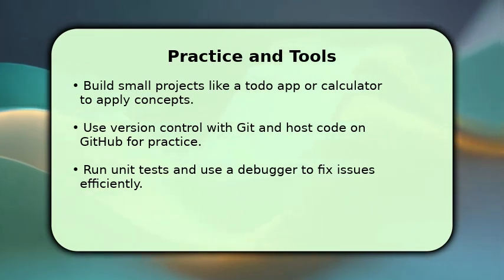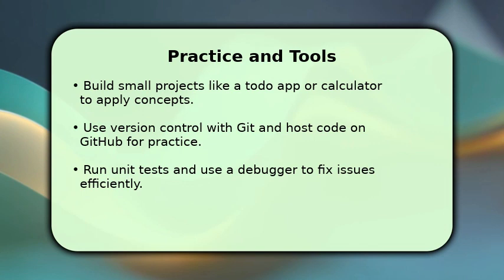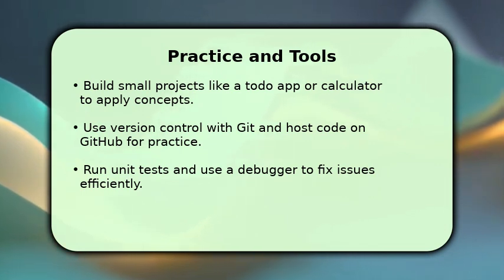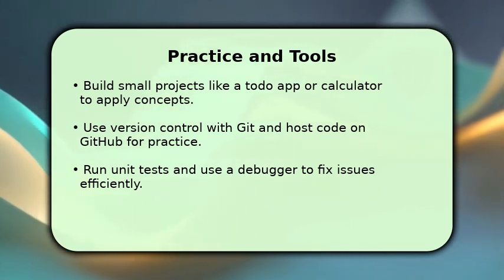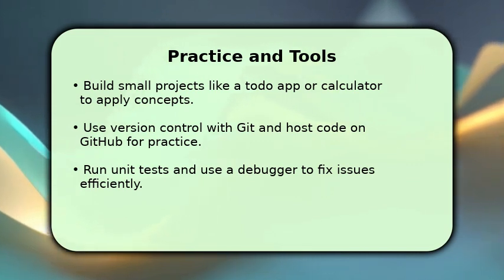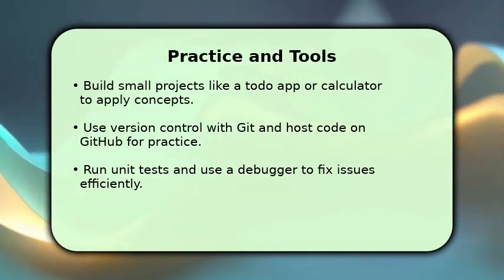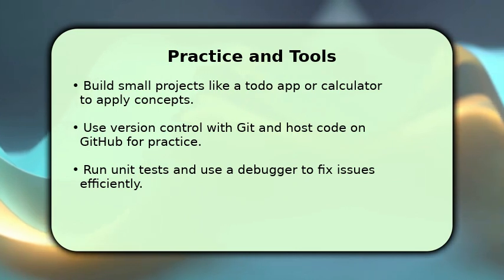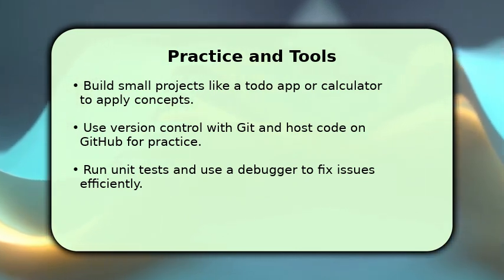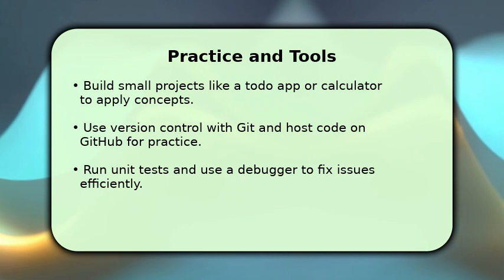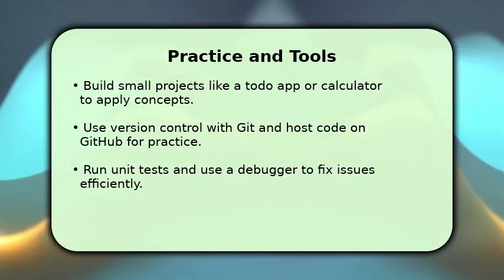Then focus on hands-on practice by building small projects such as a to-do app or calculator to apply what you learn. Use Git for version control and push code to GitHub to track progress and gain feedback. Incorporate unit tests and learn to use a debugger to diagnose problems quickly. Pair practice with reading documentation and solving coding problems daily.